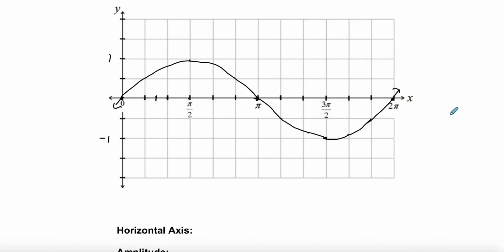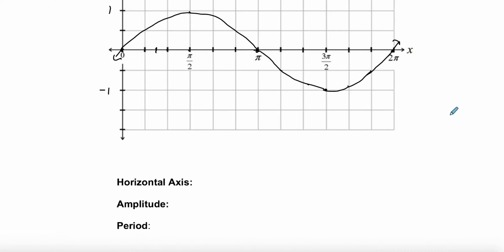So our horizontal axis, our equation of the horizontal axis, this time it's right at 0, so it's y equals 0. The amplitude: how high up from the horizontal axis is the maximum point, or how far down. So our amplitude is 1, and our period is 2 pi. That's for one full cycle, or you could also write 360 degrees.